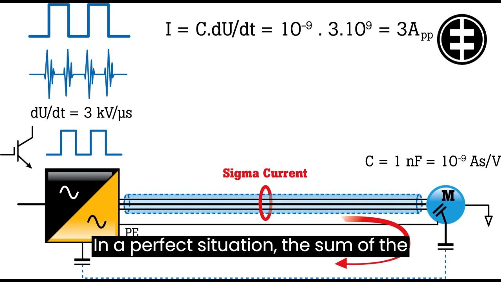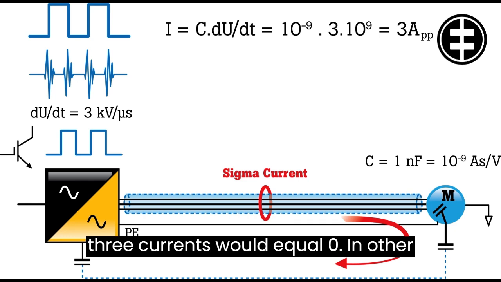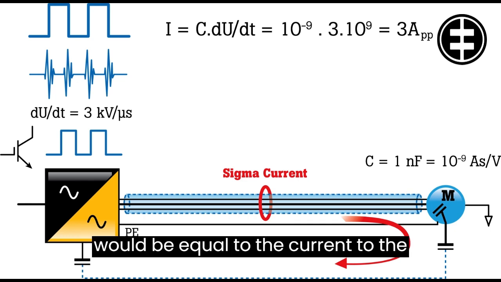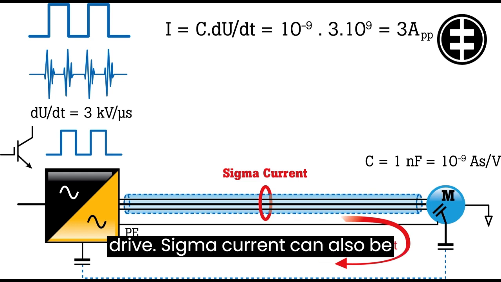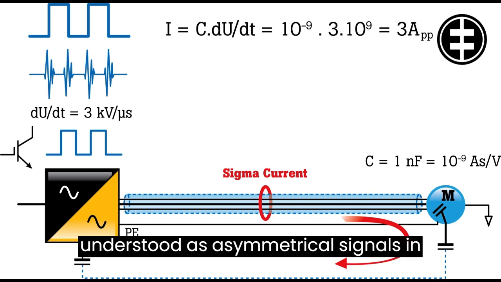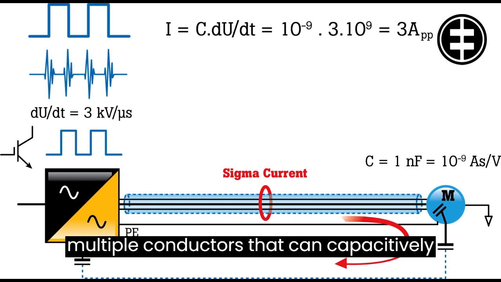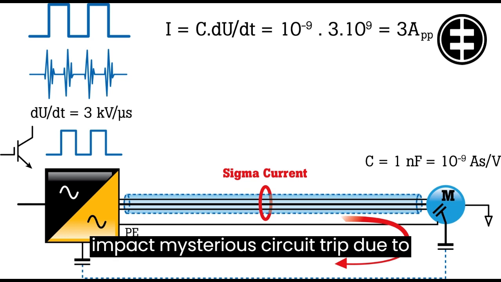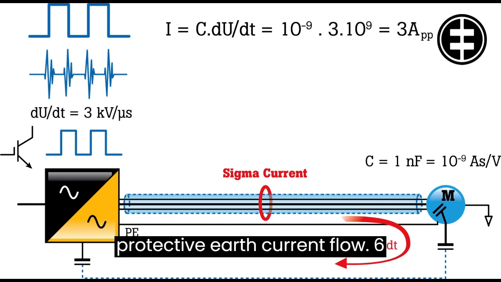In a perfect situation, the sum of the three currents would equal 0. In other words, the return current from the drive would be equal to the current to the drive. Sigma current can also be understood as asymmetrical signals in multiple conductors that can capacitively couple currents into the ground conductor. Impact. Mysterious circuit trip due to protective earth current flow.